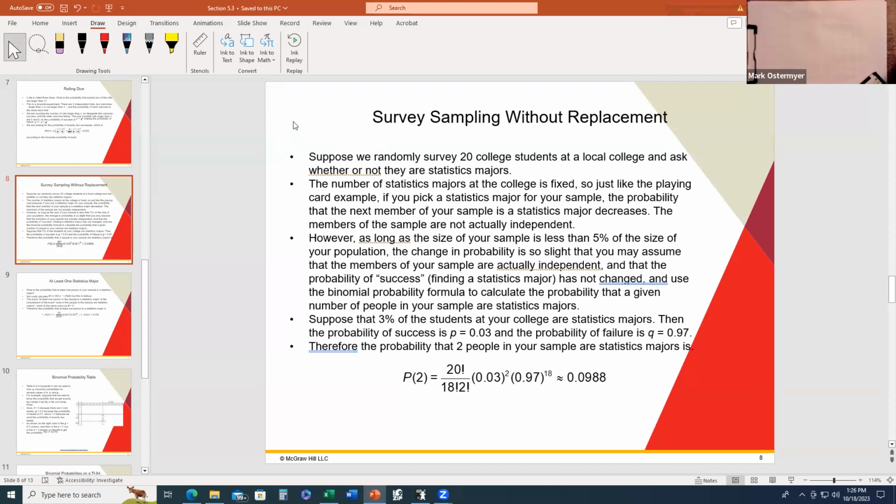So if we had 20,000 people attending this university, would a sample size of 20 be less than 5% of the size of the population in that case? Well, what would be 5% of 20,000? 0.05 times 20,000.